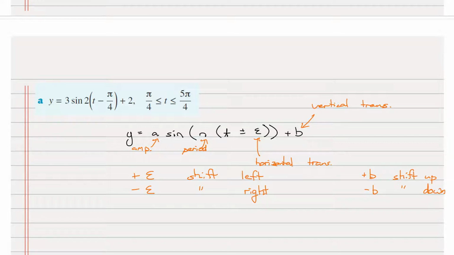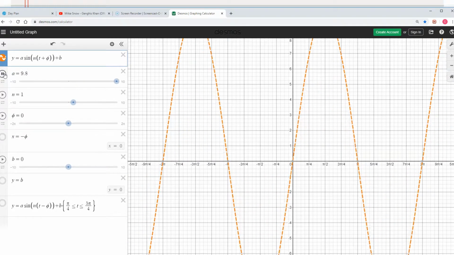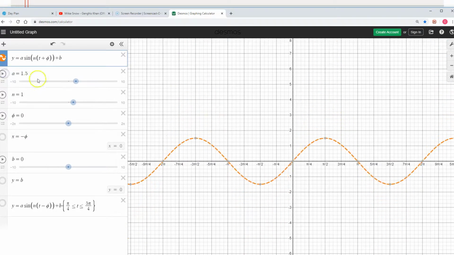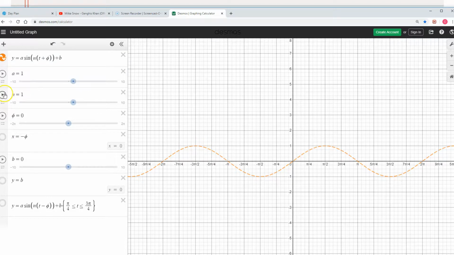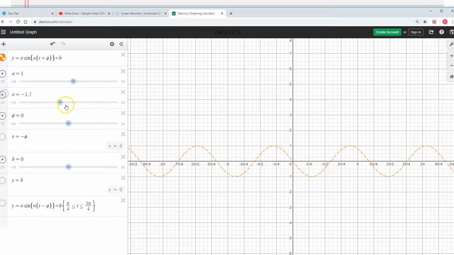So, to have a look at the behavior of this, I've got our graph here on Desmos. We've got this form here, y equals a sine (n t plus phi), with phi in exchange for epsilon because I can't get epsilon in Desmos, and then plus b. Notice the amplitude dilation is going to behave exactly how we saw in the previous videos, and the period dilation similarly as well. So we're dilating our period.